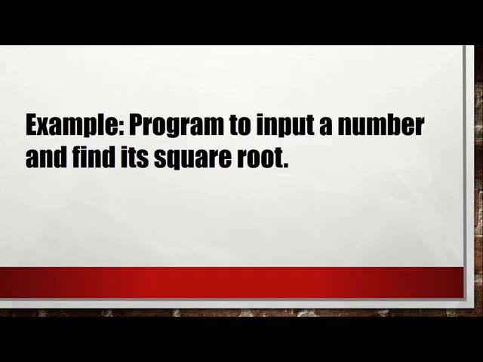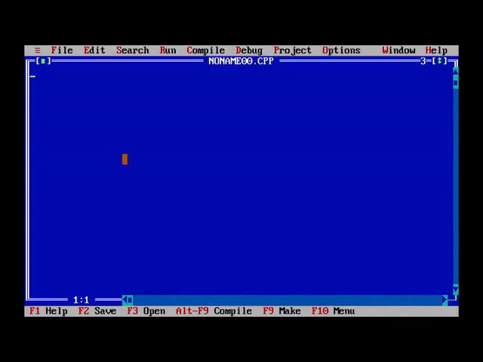Okay, now we are going to see an example. I'm going to show you a program to input a number and find its square root. Now let's see that. Here you can see the C++ screen, and we'll begin with the program which is going to find the square root of a number. The number will be given by the user through the keyboard, and the computer is going to find the square root of that number.